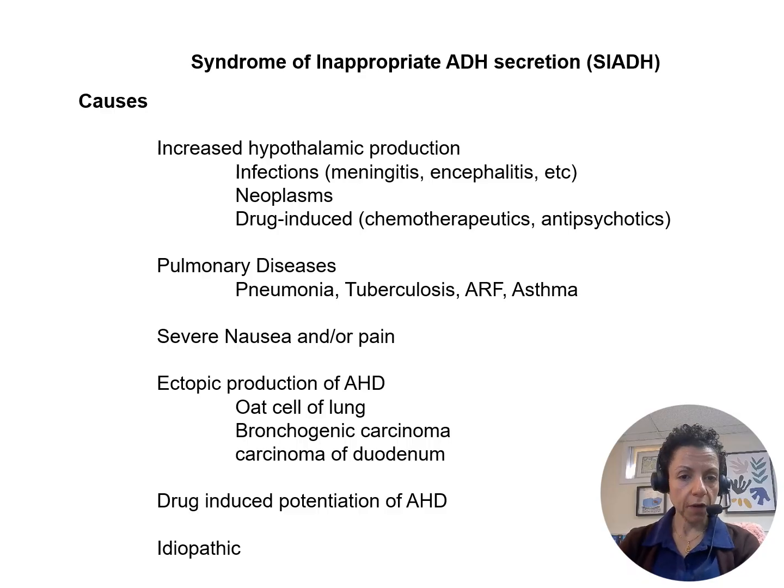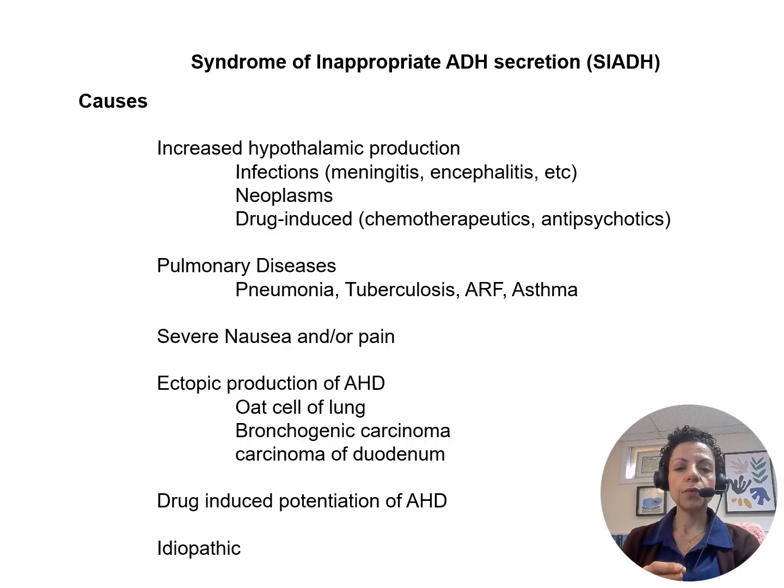Okay, so we're going to move on. We're going to be talking about some conditions that affect the release of antidiuretic hormones. So these are conditions that are relevant to the relationship between the hypothalamus and the posterior pituitary.